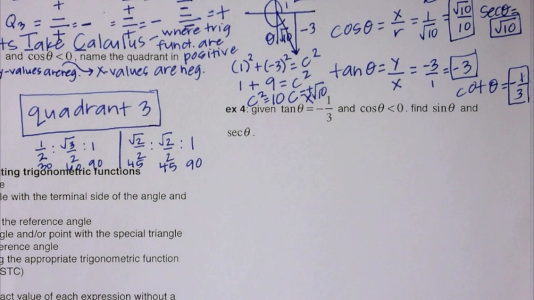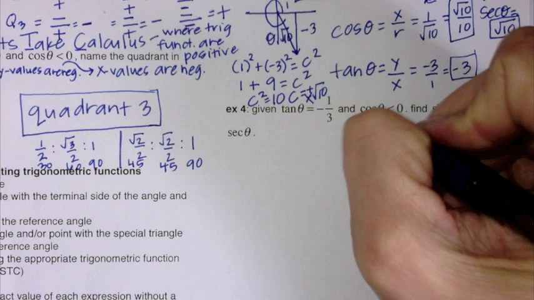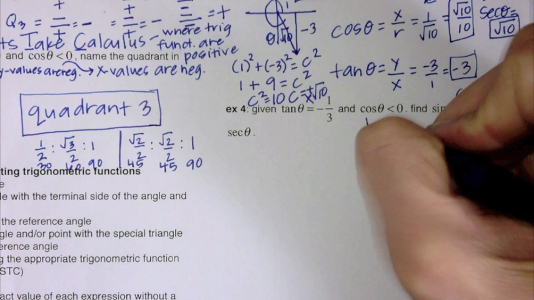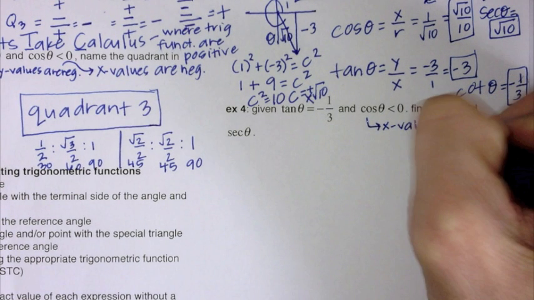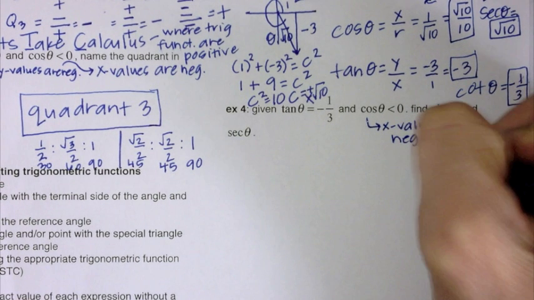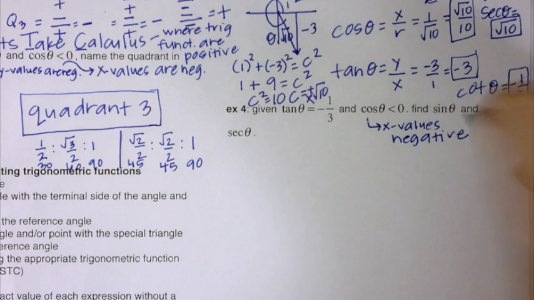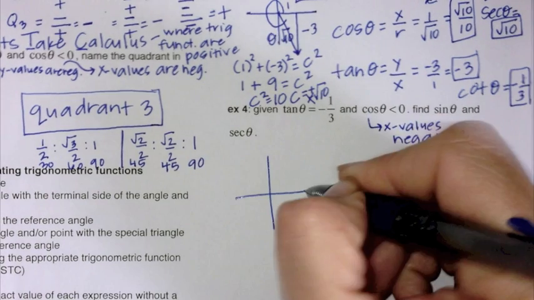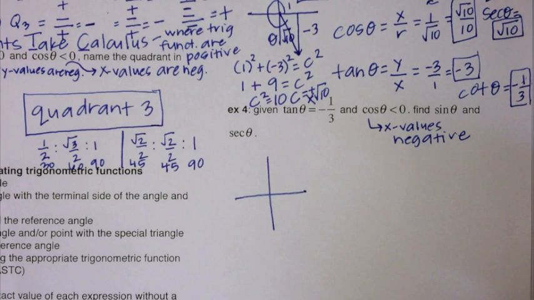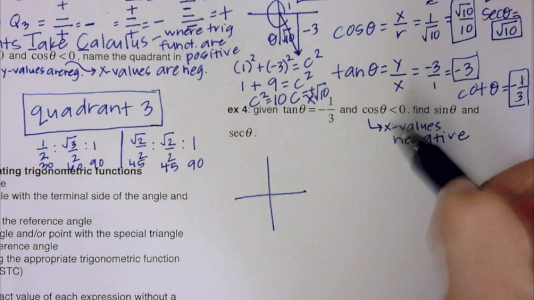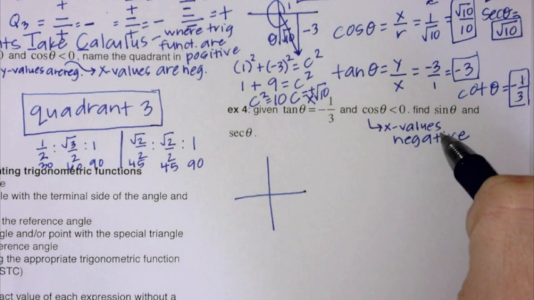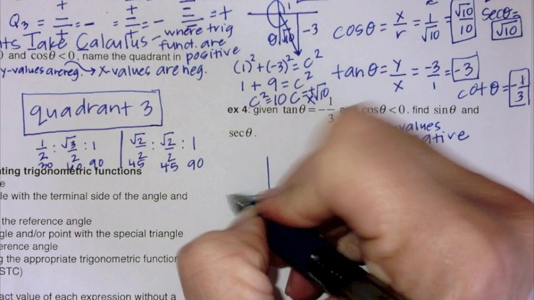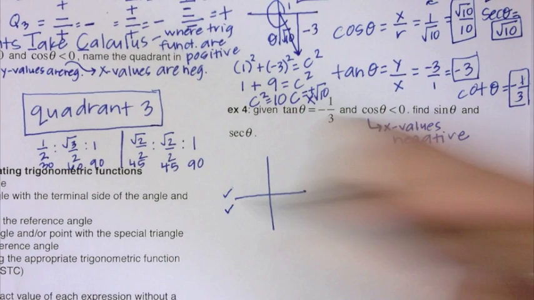Given that the tangent of theta equals negative 1/3 and that the cosine of theta is less than 0, so we're just reminding ourselves that the x values are going to be negative. Find the sine of theta. So first of all, we're going to look at this. Okay, so if we know that the cosine is less than 0 and the x values are negative, we know we are either in quadrant 2 or quadrant 3.